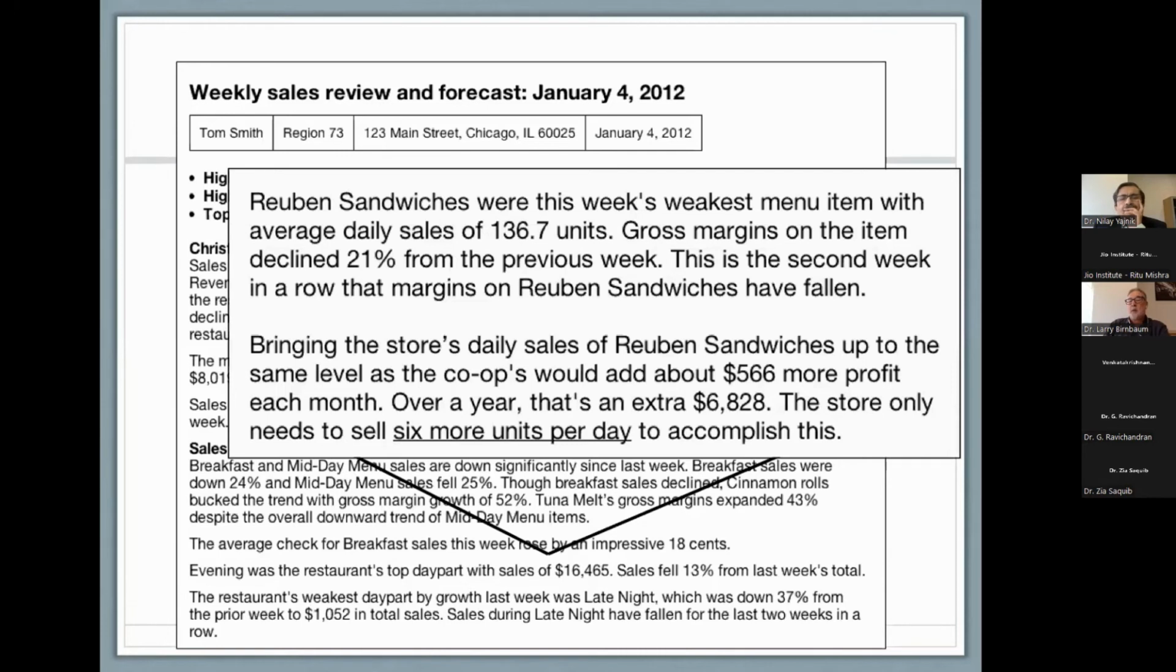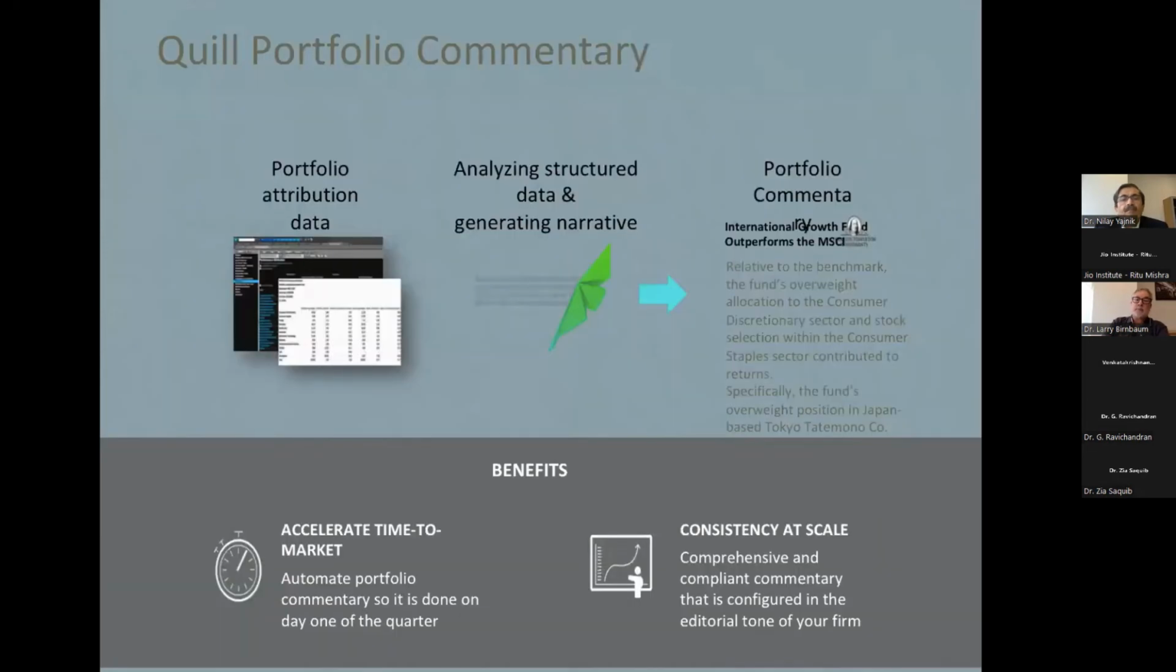Bringing your daily sales of Reuben sandwiches up to the same level as the co-ops, that's the regional grouping of these franchises, would add about $566 more in profit each month, or $6,828 over a year. The store only needs to sell 6 more units per day to accomplish this. So this gives the manager an actionable goal that will lead to immediate benefits if it can be achieved.